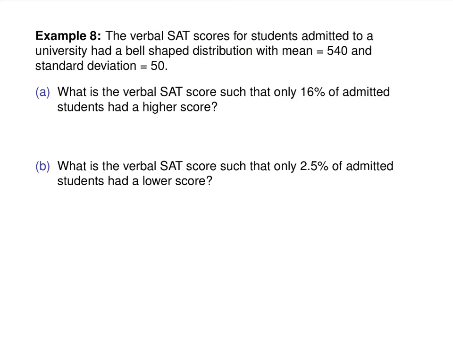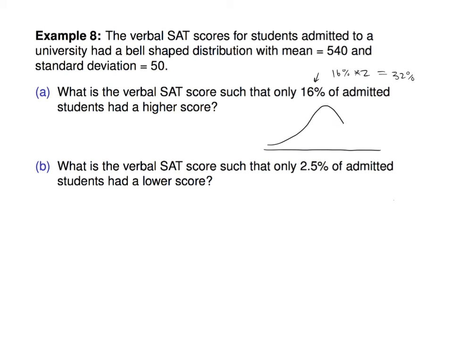So the verbal SAT scores for students admitted to a university had a bell-shaped distribution with a mean of 540 and a standard deviation of 50. What is the verbal SAT score such that only 16% of admitted students had a higher score? So I think it's helpful to draw a picture here. And the kicker is that 16% times 2 is 32%. Which is related to that 68% in our empirical rule.